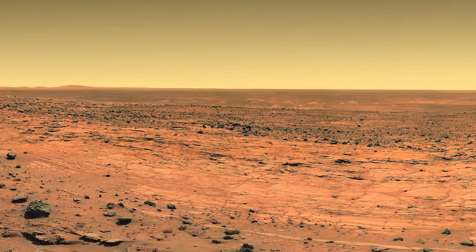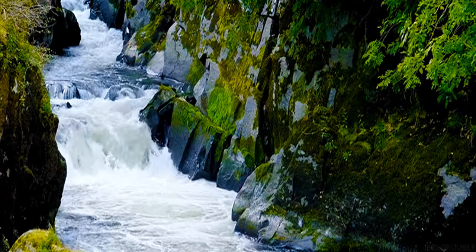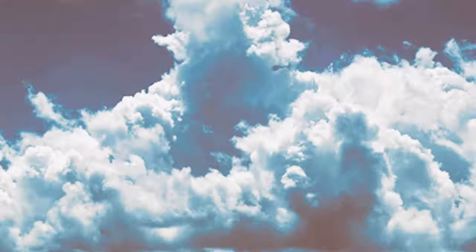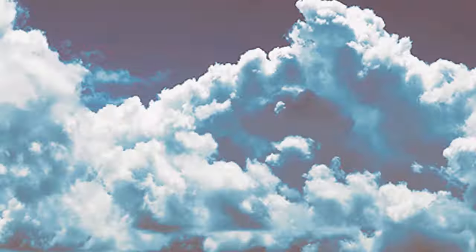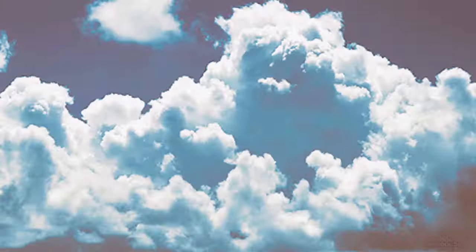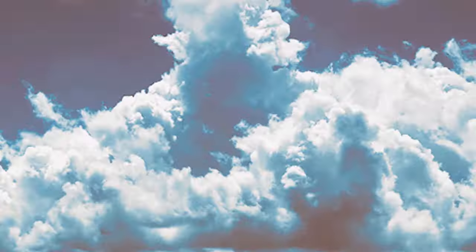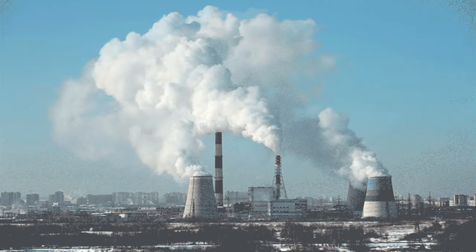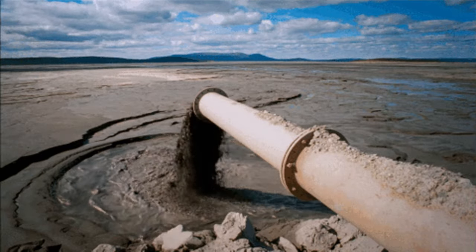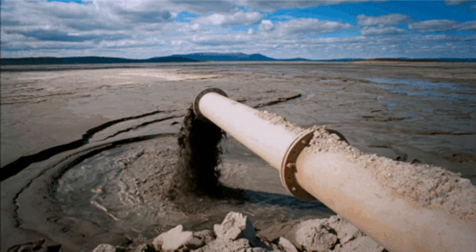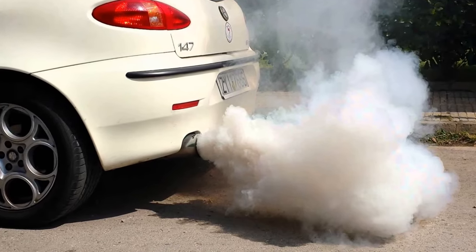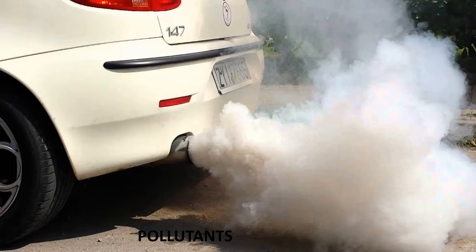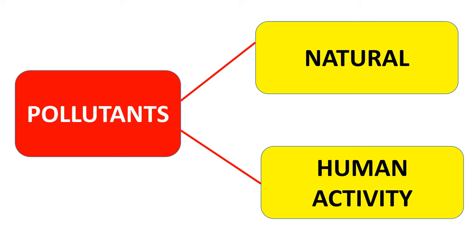Pollution is the process of making land, water, air, or other parts of the environment dirty and not safe or suitable to use. Pollution can be done through the introduction of harmful materials into the environment. These harmful materials are called pollutants. Pollutants can be natural or created by human activity.